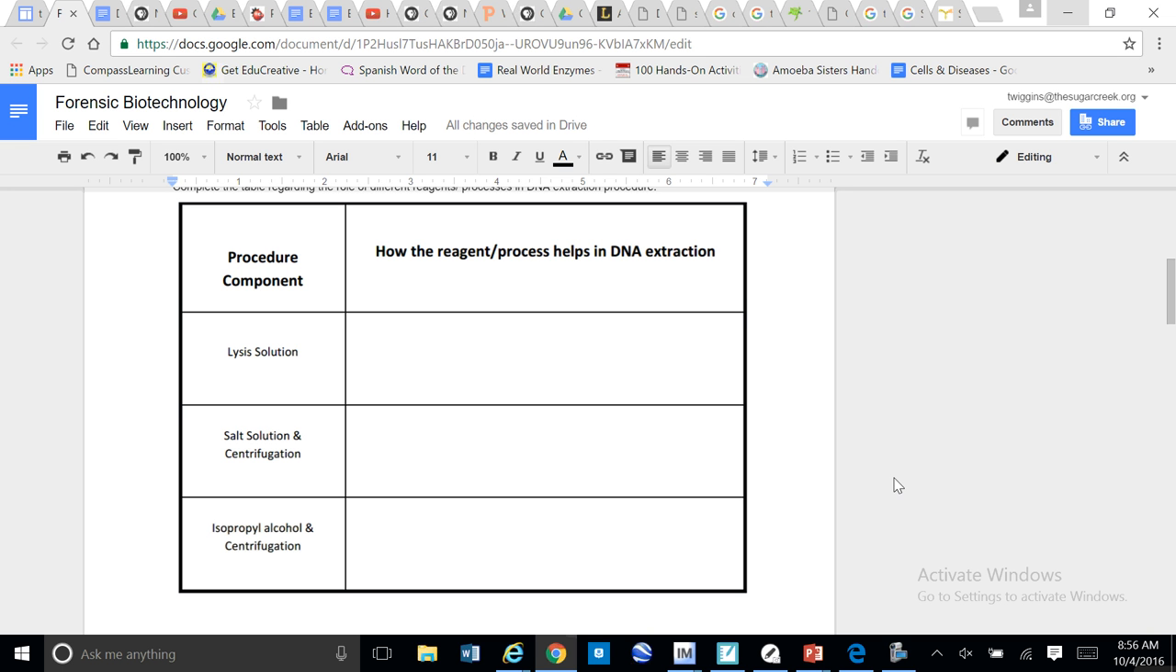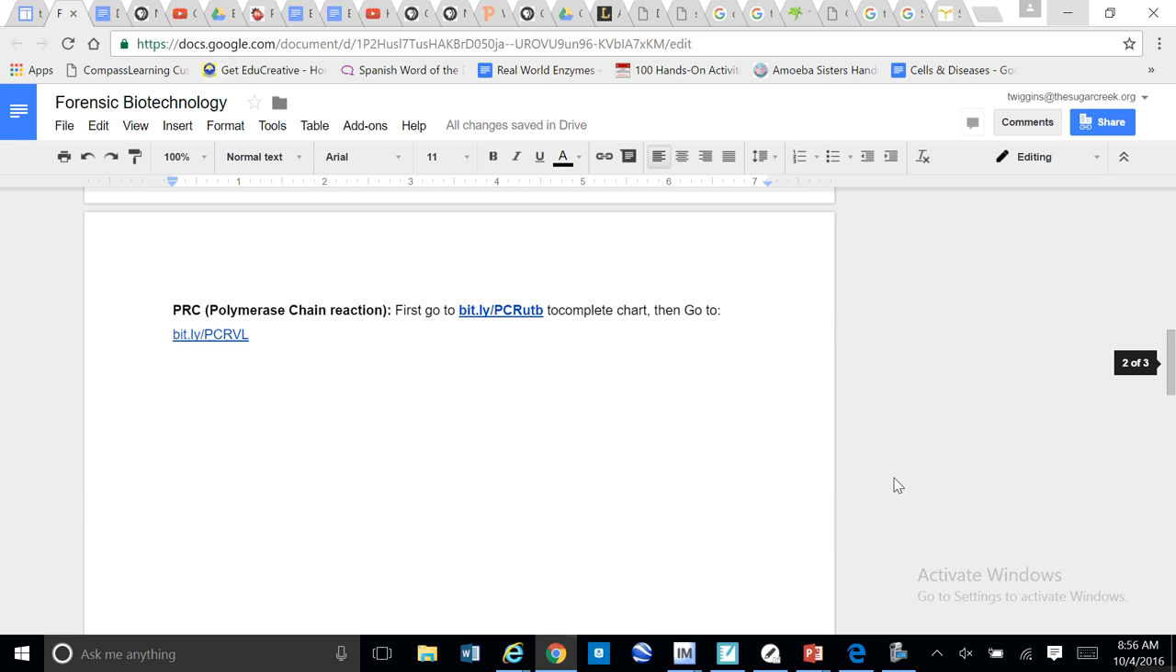Moving on to the PCR. What is a polymerase responsible for again? Splitting. Good.